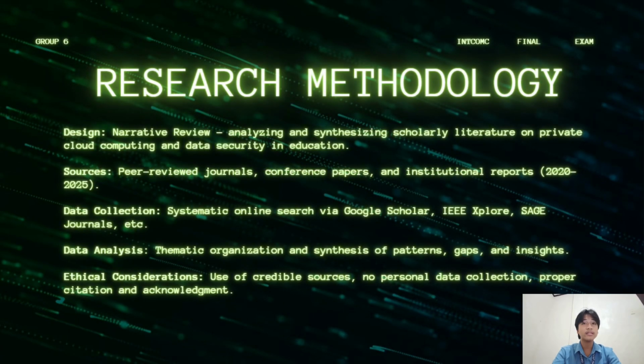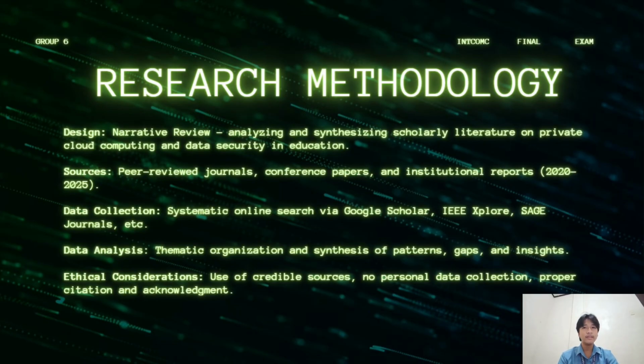The next one is research methodology. For our research methodology, we employed a narrative review design, which is a qualitative approach that involves gathering, analyzing, and synthesizing information from previously published studies. So the first one is design: narrative review, analyzing and synthesizing scholarly literature on private cloud computing and data security in education.